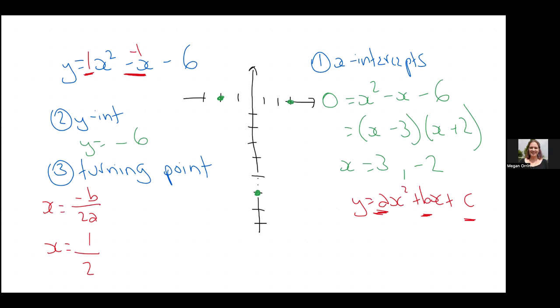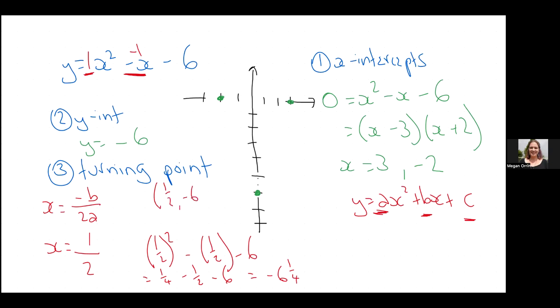To find the y coordinate, I just put this back into the formula, right? So this is half squared minus half minus 6. So that's going to be 1/4 minus 1/2 minus 6. That's -6 1/4. So that means the coordinate of the turning point is half and -6 1/4. So this is my turning point. It's positive half and -6 1/4, which is roughly there.